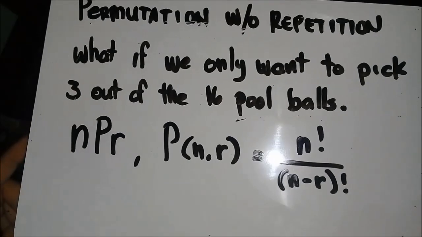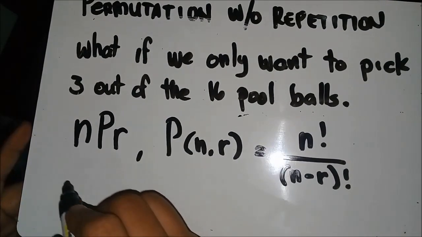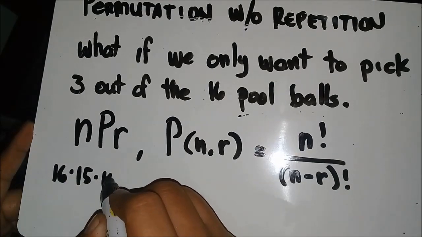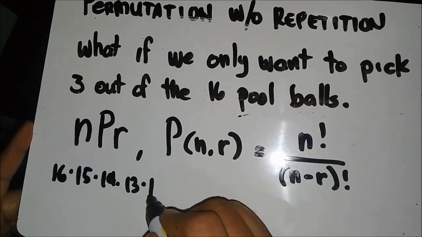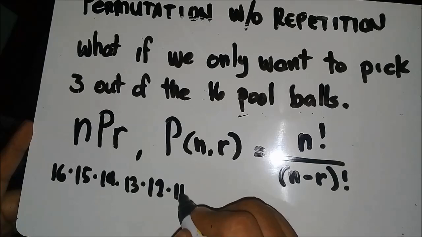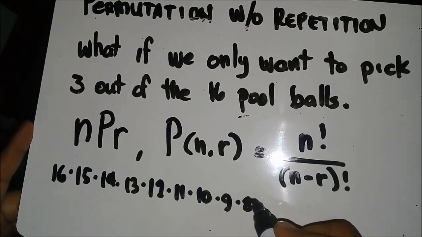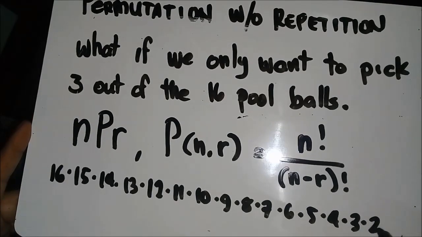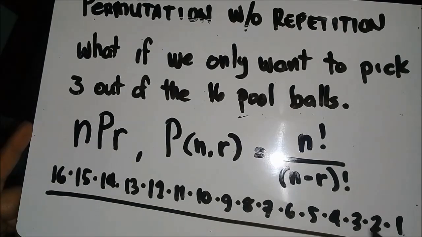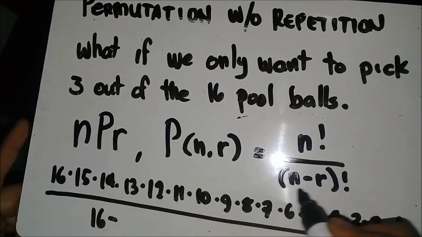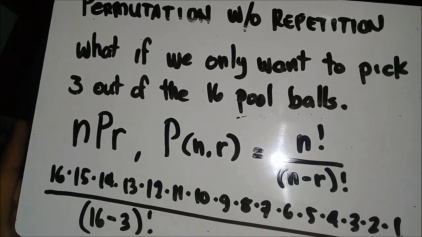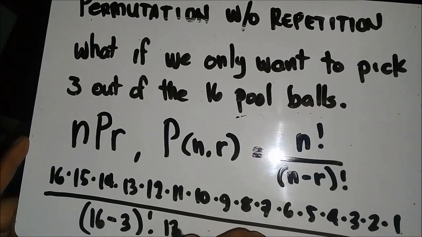Okay. In other words, if we have 16 factorial, which is written as 16, 15, 14, 13, then we have here 12, 11, 10, 9, 8, 7, 6, 5, 4, 3, 2, and 1. And we have 16 minus 3, and that is the quantity factorial. This is actually 13 factorial.